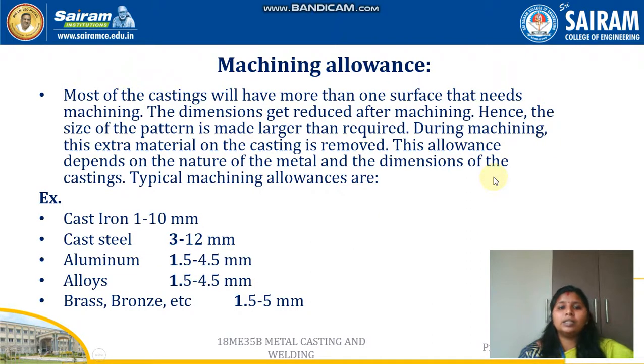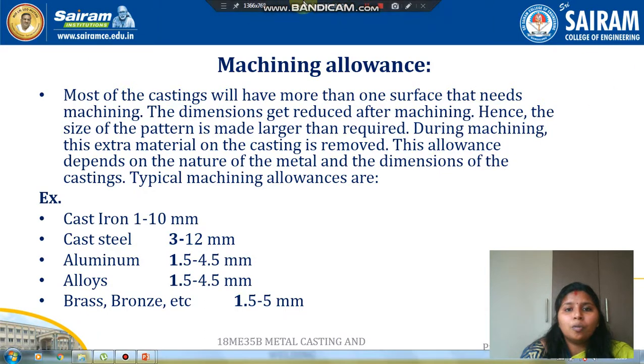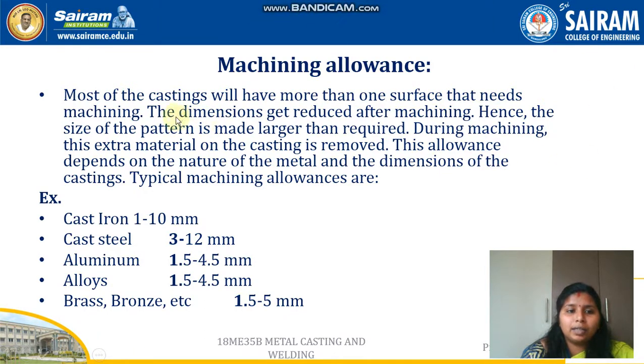And the next one is machining allowance. Most of the castings will have more than one surface that needs machining. The dimensions are reduced after machining, hence the size of the pattern is made larger than the required. During machining, this extra material on the casting is removed. So these are some of the allowances that can be given for machining.